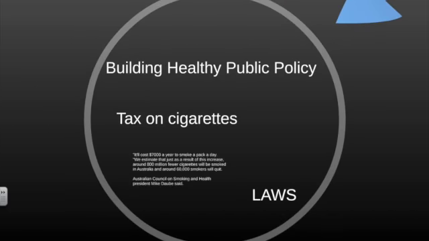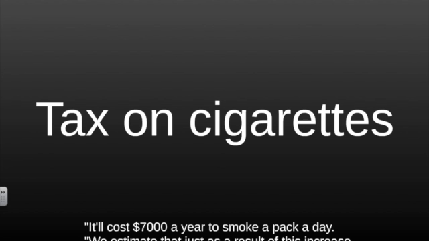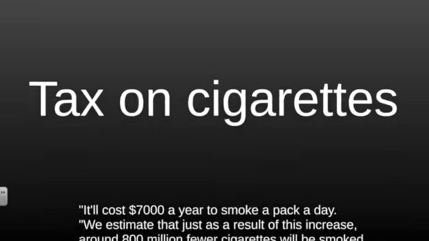Finally, the last action area is building healthy public policy, and this is the easy one to talk about. One of the main features it does is through taxation on cigarettes. Now, taxation on cigarettes is very, very effective in helping lower the rates of smoking.